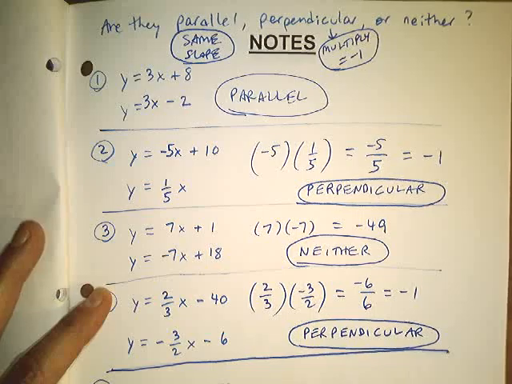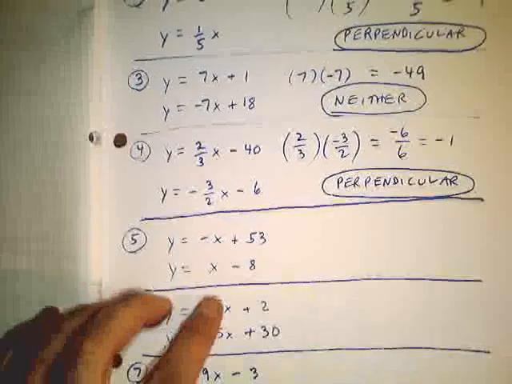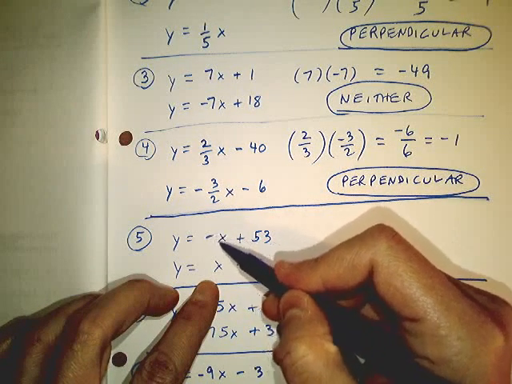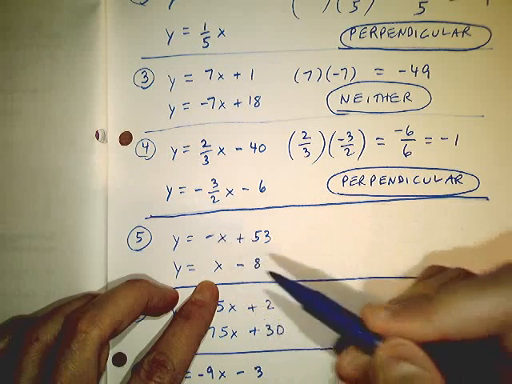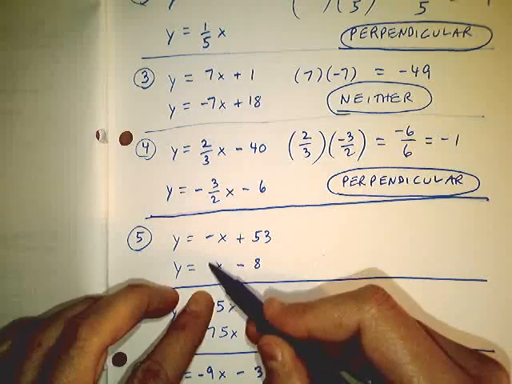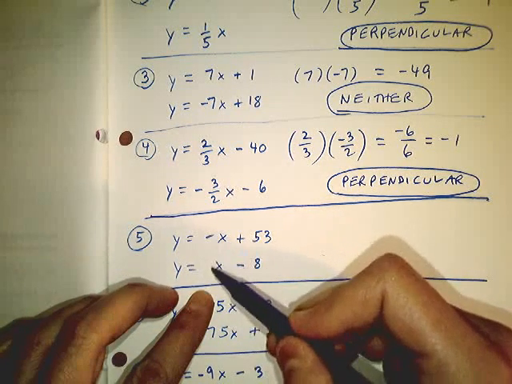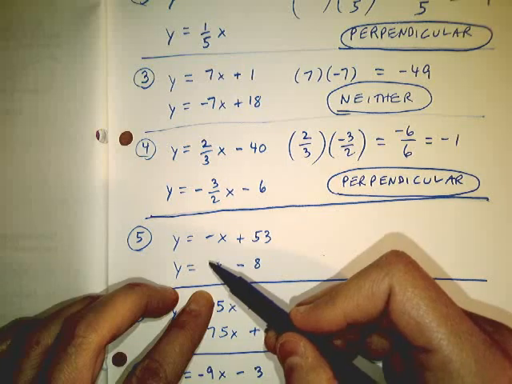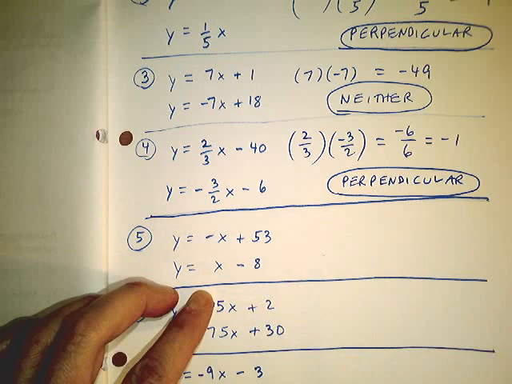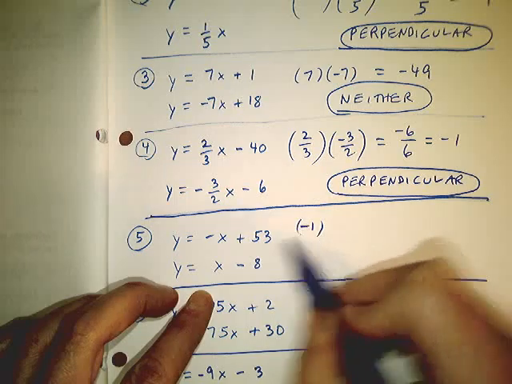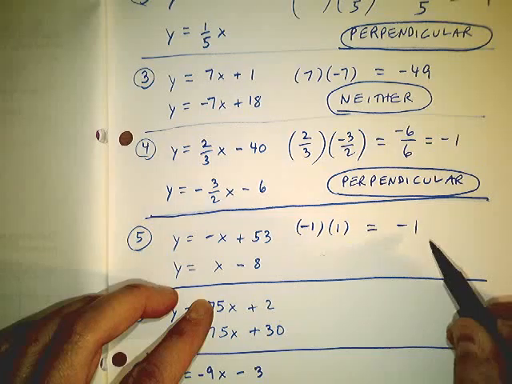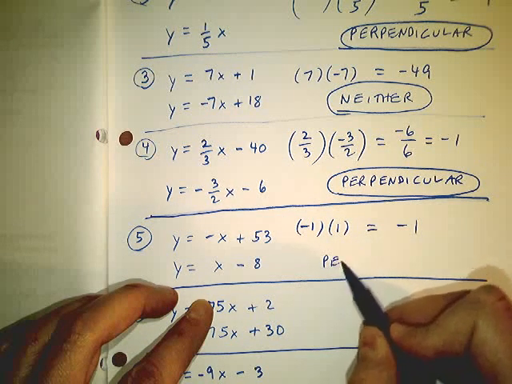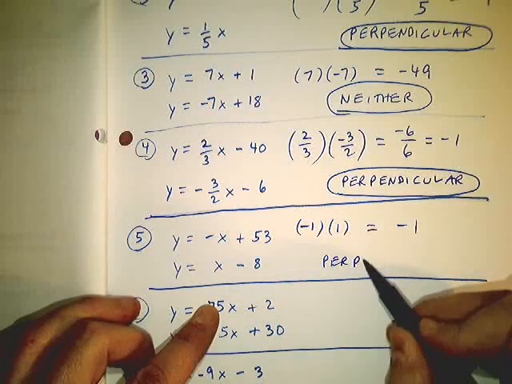Okay, let's do a few more. How about this one? The slope here is -1. Remember, when there's no coefficient written in front of an x variable, you can assume that it's 1. In this case, it would be -1. In this case, it would be +1. Are those two the same numbers? -1 and +1? No. So these two lines are not parallel. Are they perpendicular? If I take the slope here, which is -1, and multiply it by the slope there, which is +1, do I get -1? I do. So these two lines here are perpendicular.